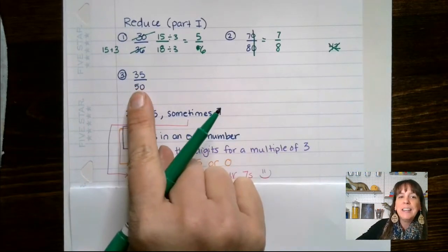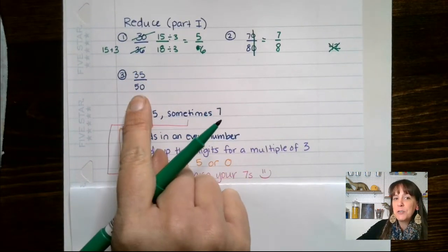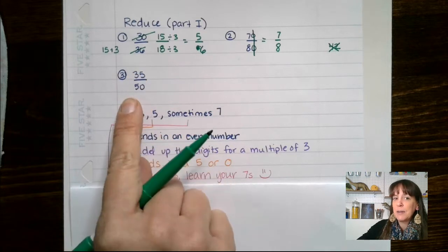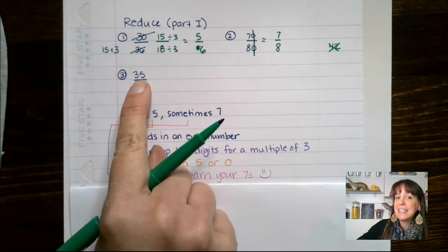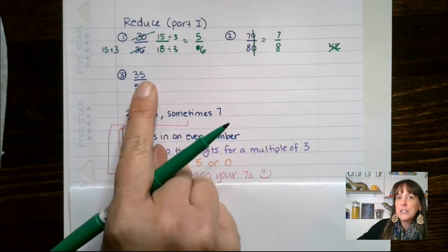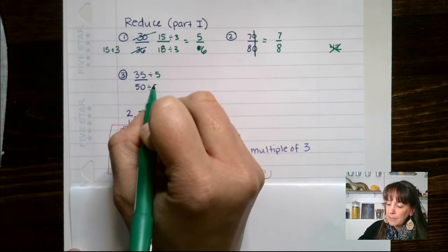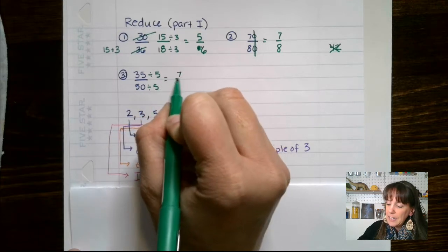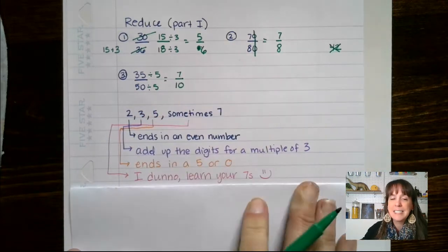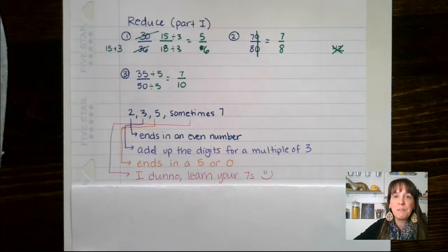All right, so 35 over 50. I can't do my 2s because 35 is not even. I can't do my 3s because 5 plus 3 is 8, and that's not a multiple of 3. So what I gotta do is divide by 5 because they both end in either a 0 or a 5. If I do that, I end up with 7 over 10. All right, that's for reducing fractions. Moving on to the next one.